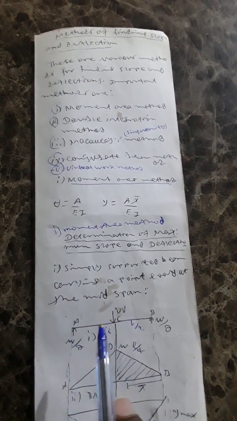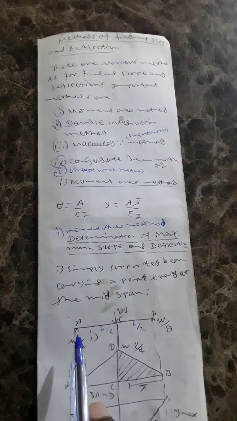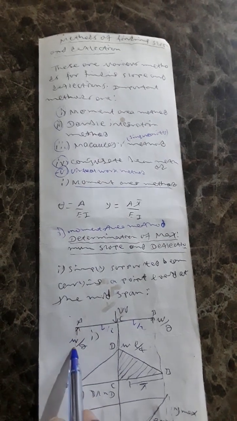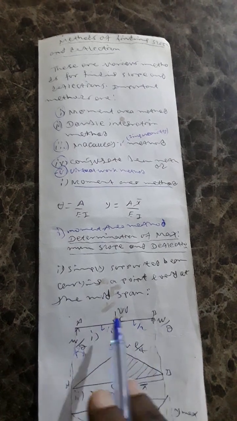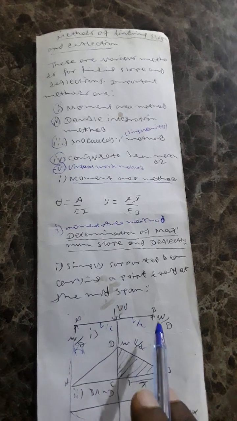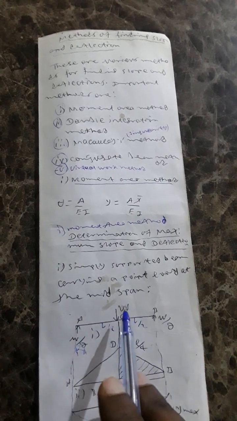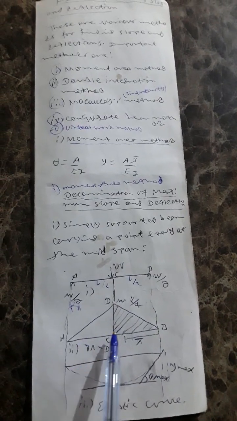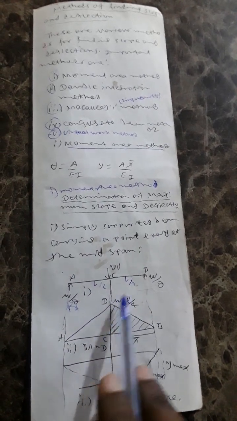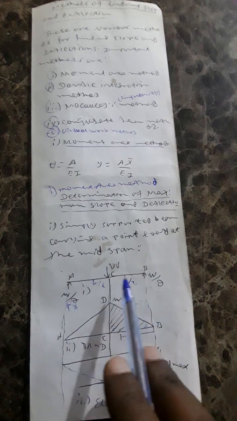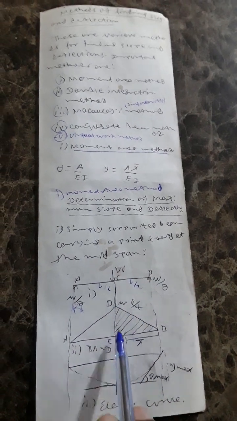Then, when we take moments about A, RB times L minus W times L over 2, we get W over 2. Then this is W over 2 plus W over 2, which is W. Calculate the bending moment diagram. This is W over 2 times L over 2, which is WL over 4. This is the bending moment.